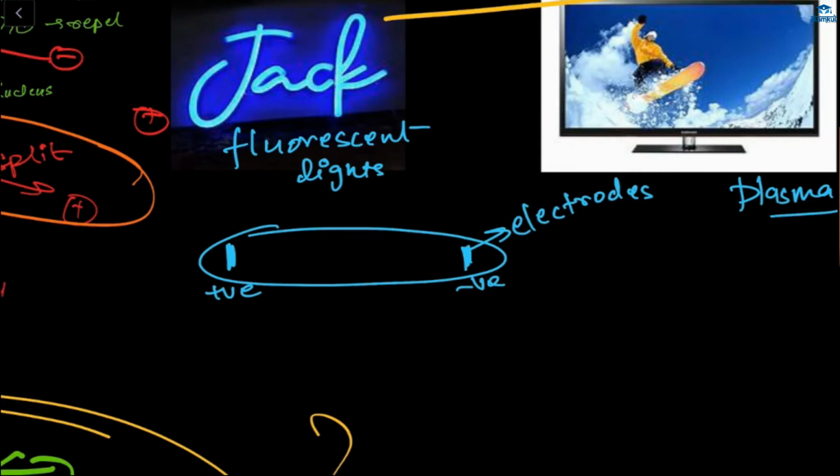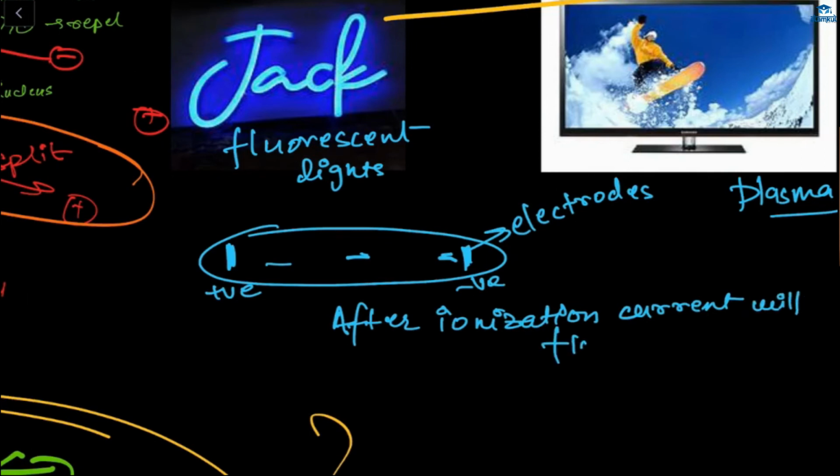After ionization, current will flow and it will emit color. If hydrogen gas is present inside that tube, then it will emit a red color. If helium gas is present inside this tube, it will emit yellow color. If neon gas, it will emit orange color.